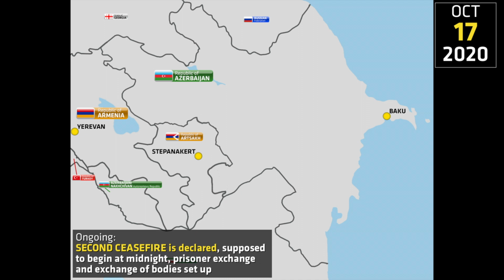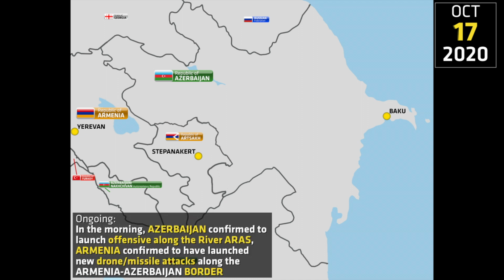However, once again, this didn't hold, and in fact, in the morning, Azerbaijan launched an entire offensive along the Iranian border, advancing down the river Aras. Meanwhile, in the north, along the direct border between Armenia and Azerbaijan, Armenia launched new attacks at Azeri positions as Armenia edged closer to direct involvement.